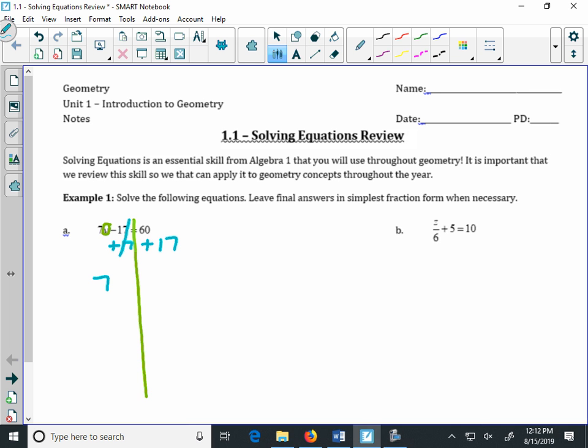And we're left with 7v is equal to 60 plus 17, which is what? 77. We still have to get that v by itself, so we have to move that 7 over. What are we doing right now with the 7 and the v when they're written right next to each other? We're multiplying. So when you have a number and a variable right next to each other, that means you're multiplying. What's the opposite of multiplying? Dividing. So we divide both sides by 7. What's 77 divided by 7?